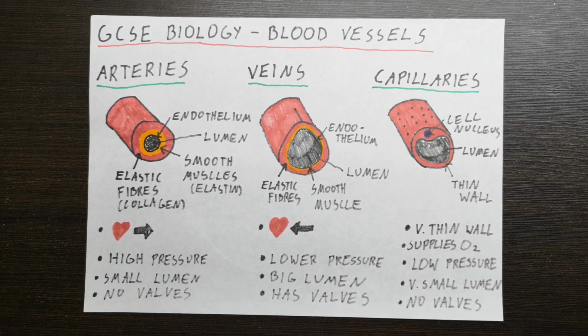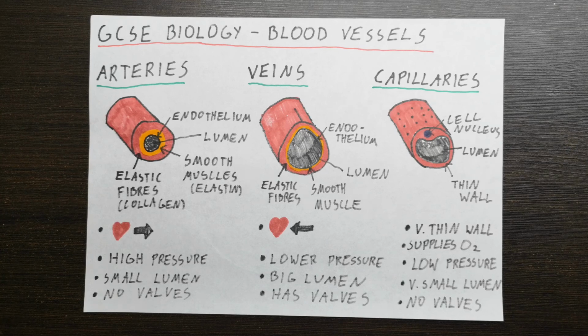Now, to summarize capillaries, that's how capillaries are structured. They have very thin walls. They supply oxygen and take away carbon dioxide. They supply nutrients, take away waste substances, and that's why they have thin walls. And they are low pressure because they're so tiny. They can't handle very big pressures.